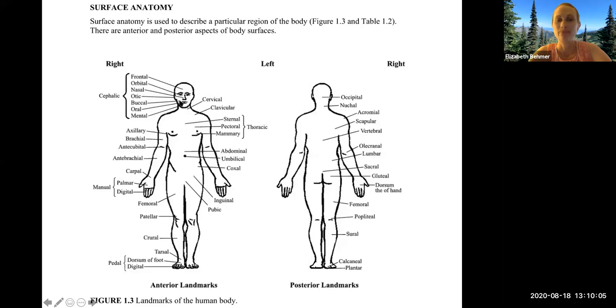Buccal, you have a buccinator muscle. That is the muscle that helps you blow an instrument. The mental region is your chin, oral region. Nuchal is the back of your neck. Occipital region is the back of your head, and you have an occipital bone. So just be familiar with these body surface region names.